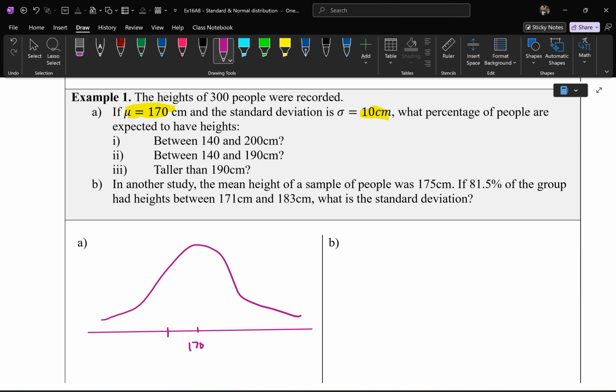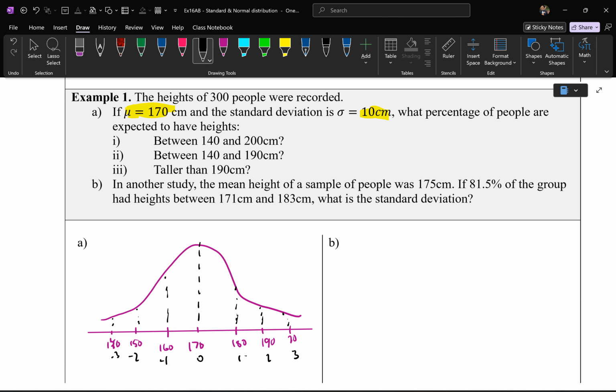So that means 1 standard deviation across is now 160, 180. Here's the center. And then if you do another one, 2 standard deviations across, that's 150 and 190. 3 is 140 and 200. So I'm just splitting it up into your 1s, 2s, and 3s. So you've got your -1, -2, -3, that's your 0, and that's your 1, 2, and 3.